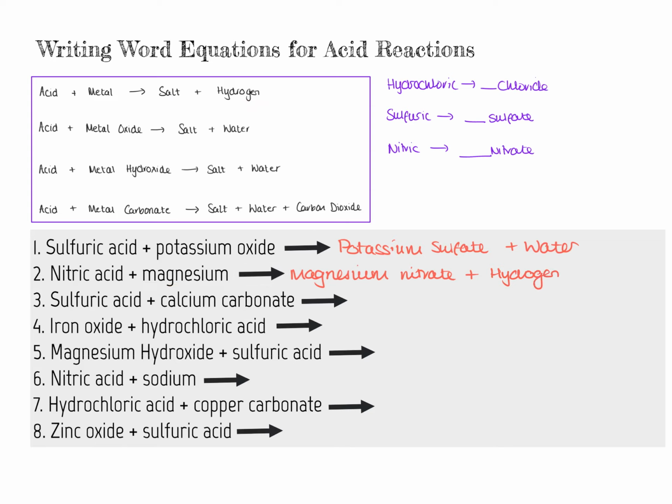And number 3, sulfuric acid plus calcium carbonate. This time we're reacting it with a carbonate. So we're going to use the bottom of our general equations and follow that. So we've got the acid, we've got the metal carbonate. First we need to name a salt, so the metal in number 3 is calcium, and then the ending will come from sulfuric acid, so it'll be calcium sulfate. Plus, if we go back to the equation along the bottom, it's plus water plus carbon dioxide, so we need to write those in as well.